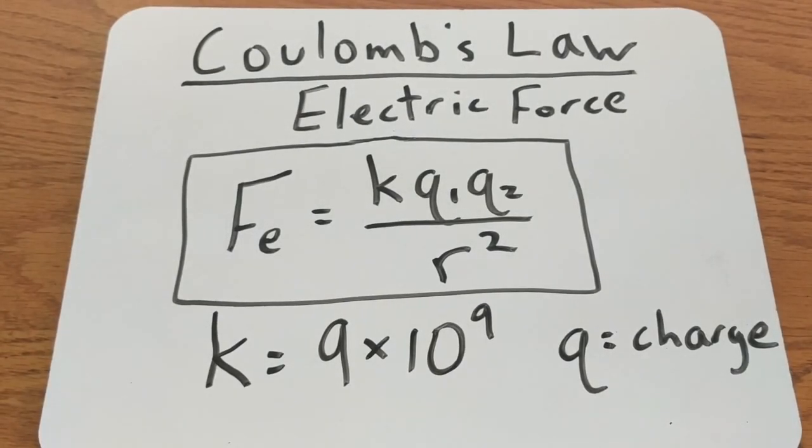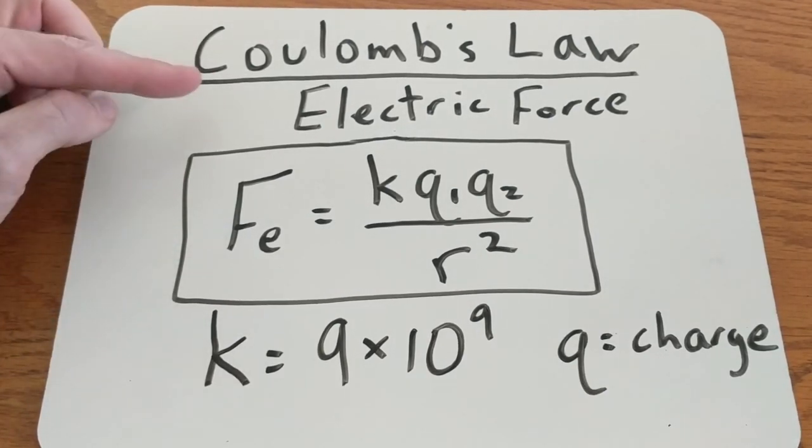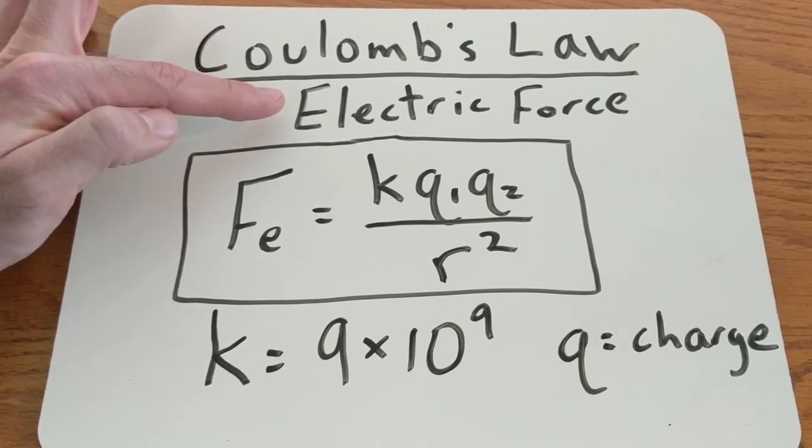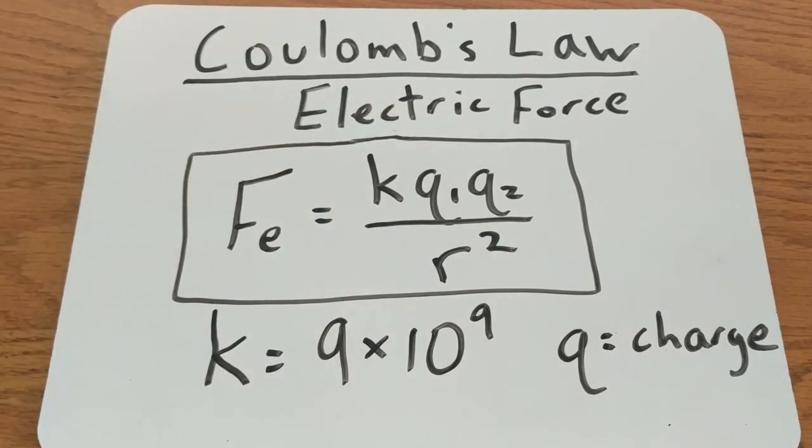Okay, so our fundamental rules for charges, which is opposites attract and like charges repel, is modeled with Coulomb's law. Basically, Coulomb's law gives us the mathematical equation for how charges interact with one another when they're placed near each other. So here's the equation for Coulomb's law, but I'm mainly going to just refer to it as electric force. All right, so Coulomb's law tells us the amount of force that these charges will exert on each other.